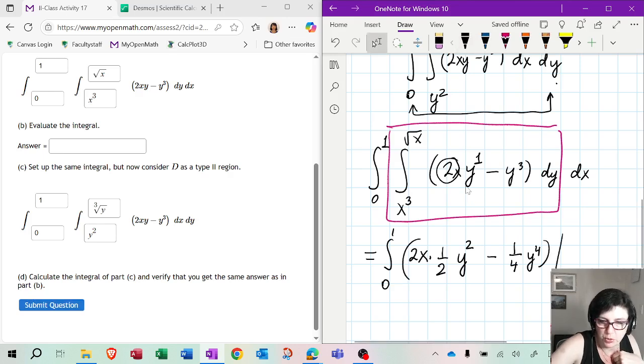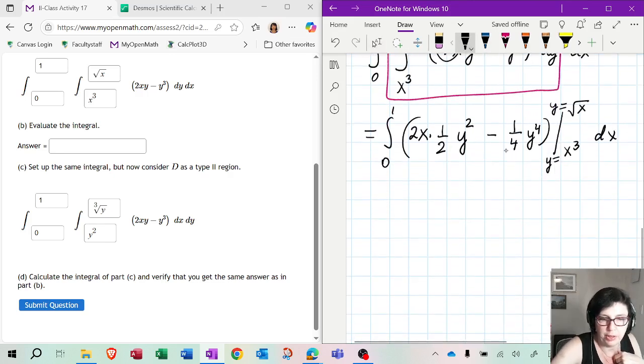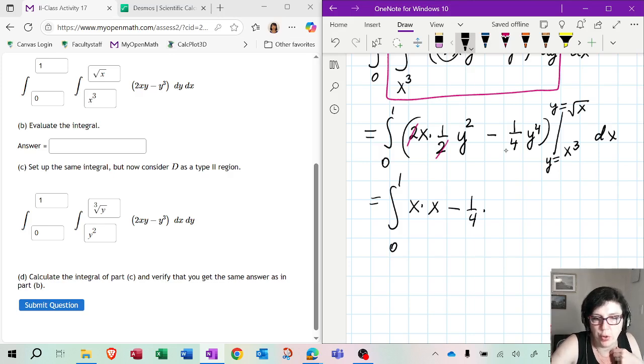Now we want to substitute x cubed and square root of x, and we have to put them in for which variable? We're going to put them in for y. All right, so let's see what happens. Now the 2 and 1/2 will cancel out over here, so then we get 0 to 1. And then instead of y, we are substituting the top limit, so square root of x squared, that's just x. Minus 1/4, and here we are raising square root of x to the power 4. That's like raising it to the power 2, which gives us x, and then raising it again to the power 2, which gives us x squared. Okay, so we got that part.